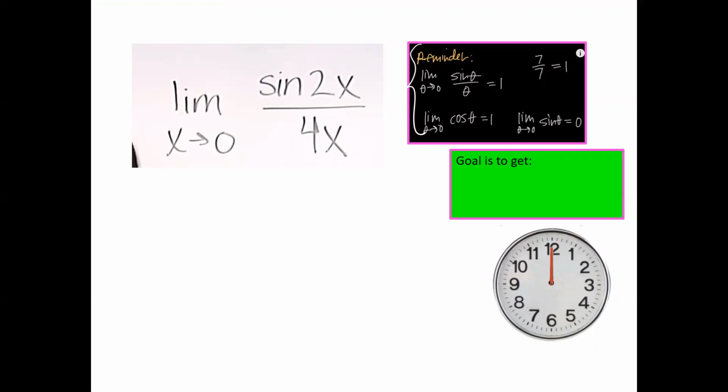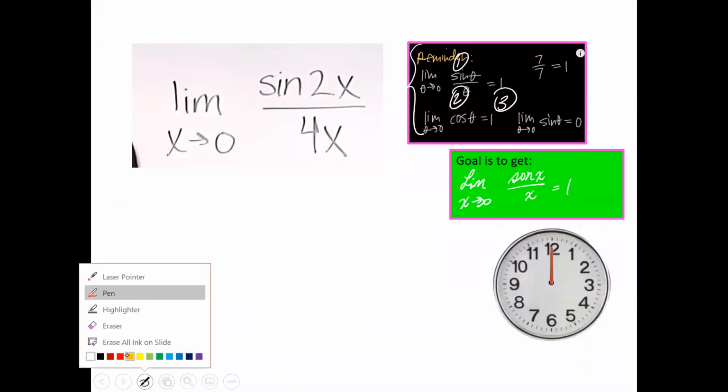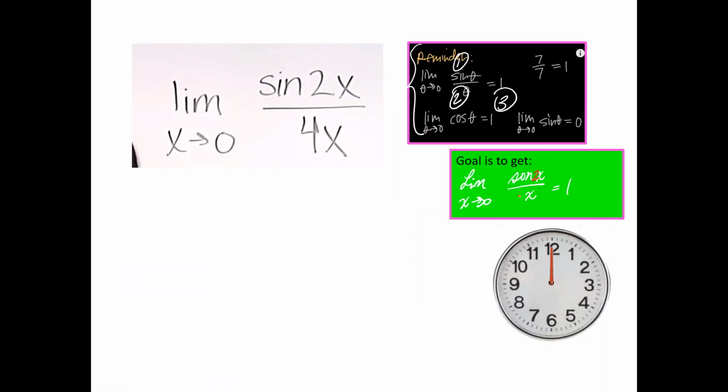Okay, so as I'm looking at this, which one of these 3 special trig limit formulas am I going to use? Most likely, I'm going to use the limit as x approaches 0, sine x over x equals 1. Except here, I don't have a sine x, I have a sine 2x. Okay, no, go back. So I'm going to put a 2 right here.